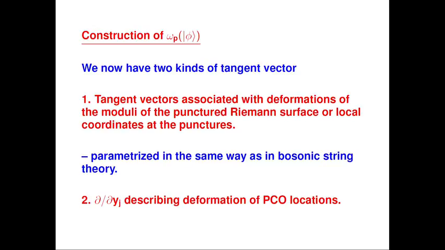But now there will be additional tangent vectors, which are associated with deformations of the picture changing operator locations, because picture changing operator locations label the tangent space. So, those we will denote by ∂/∂y_j, and the number of such y_j's is 2g minus 2 plus (m plus n)/2. And you have to specify omega_p, you have to specify how it is contracted with an arbitrary set of vectors of the first kind and an arbitrary set of vectors of the second kind.